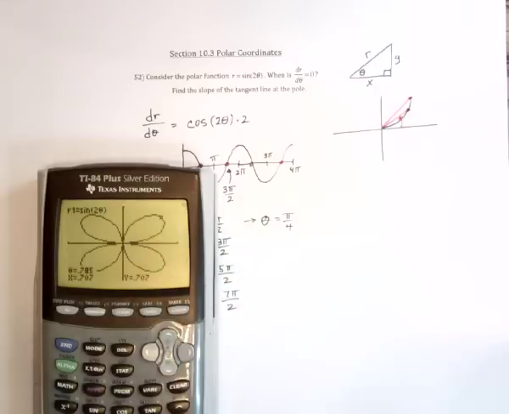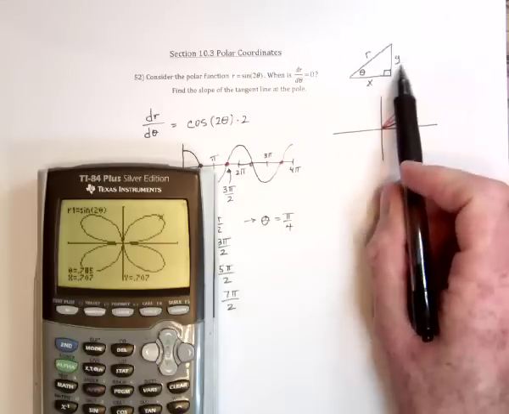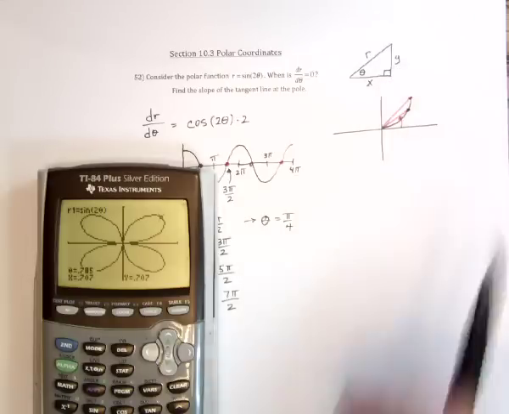This would be where there's the maximum r, which is going to be, you'd have to do the Pythagorean theorem with 0.707 and 0.707 to find out what that actual r is.